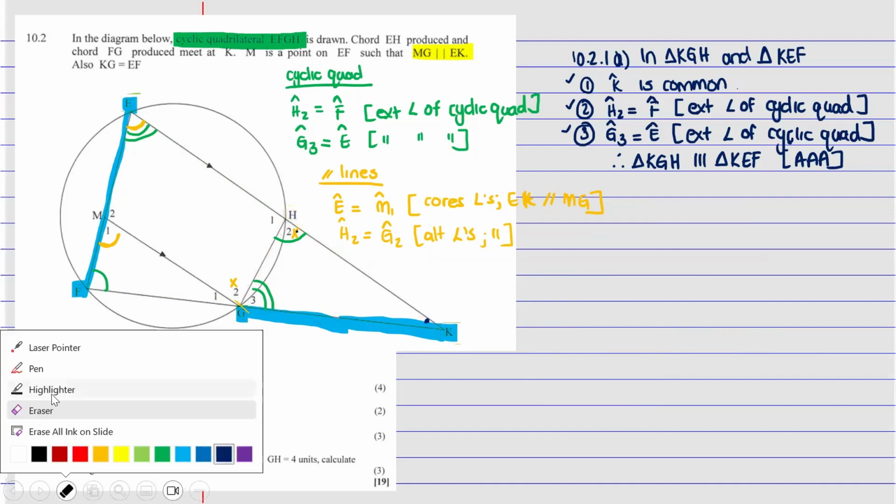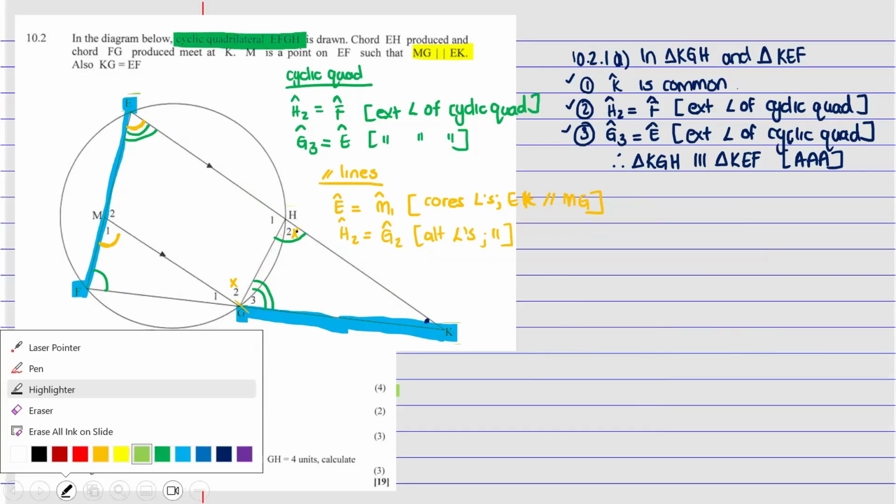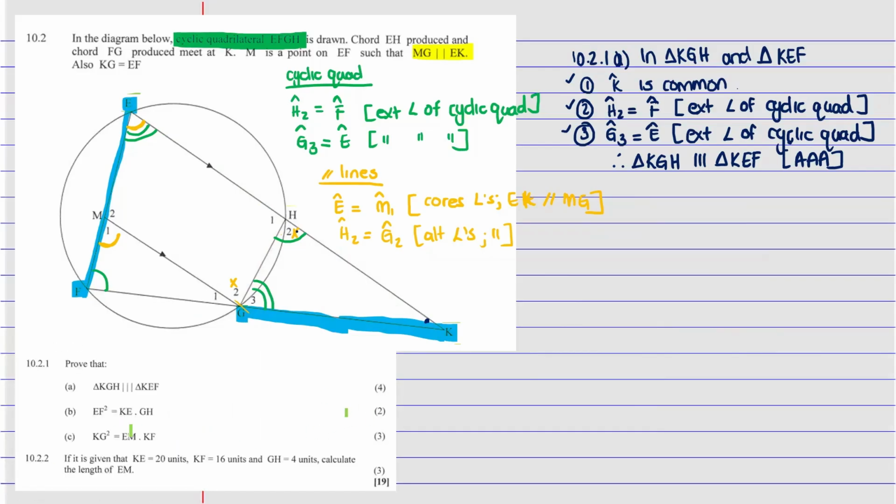So the next question says, let me take my highlighter. It says we need to prove that EF squared is equal to KE multiplied by GH. When proving this type of question, I like going back to the diagram and checking what they want from me. So let's highlight what they want. They say we need to prove that EF squared, so this whole side, is there.